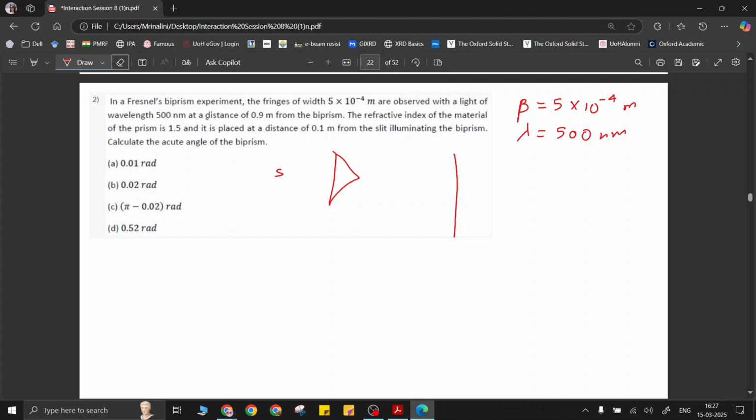Now they have given the distance of 0.9 meter. This distance is from the biprism, which is 0.9 meters. The refractive index of the material of the prism is 1.5, and the biprism is placed at a distance of 0.1 meter from the slit illuminating the biprism. Slit means our source. So the biprism is kept at a distance of 0.1 meter from the source.